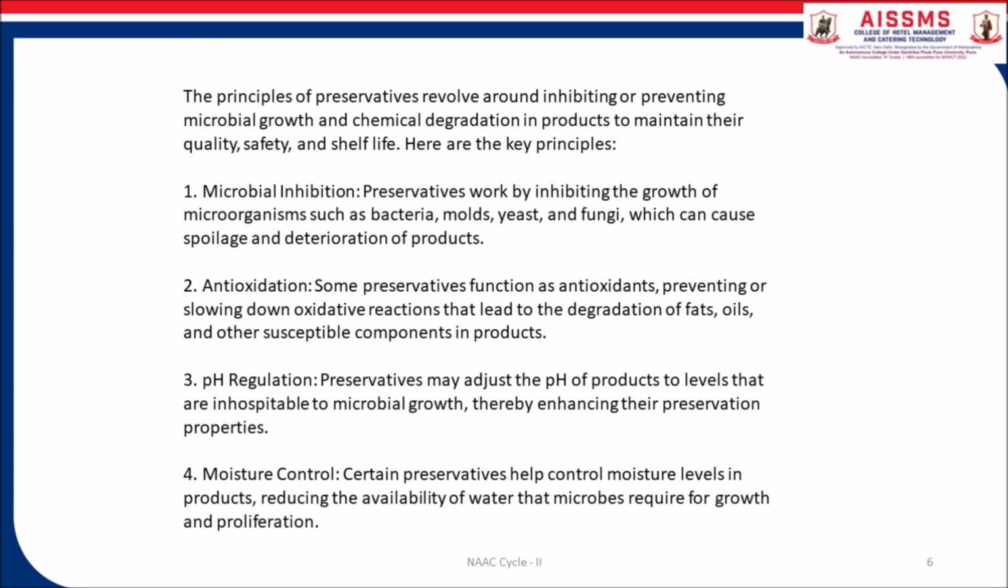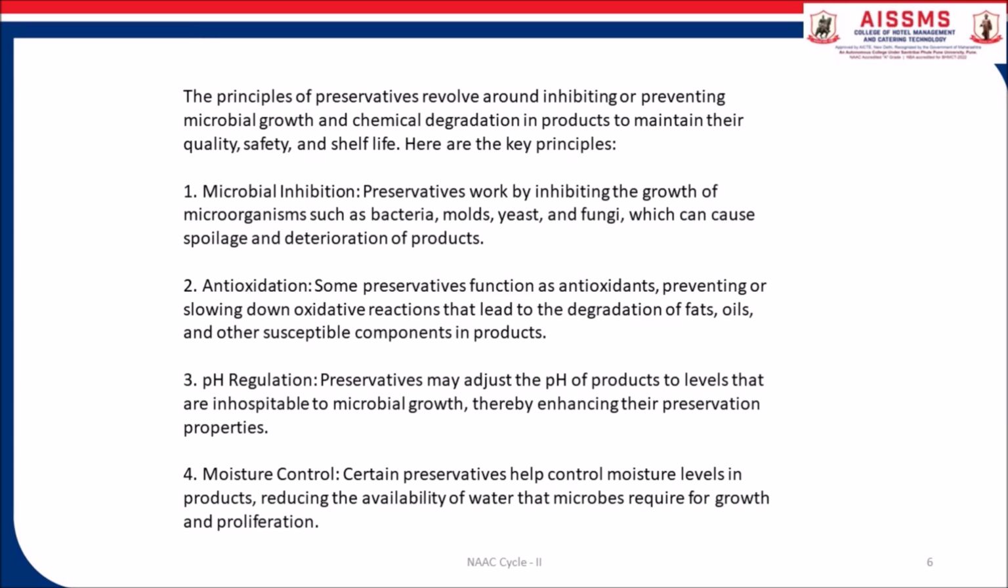Let us see number two, that is extended shelf life. By slowing down or halting microbial growth, chemical preservatives help extend the shelf life of food products. This allows for longer storage, distribution, and consumption without compromising safety or quality.